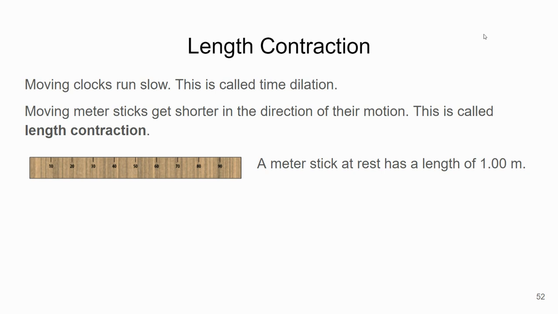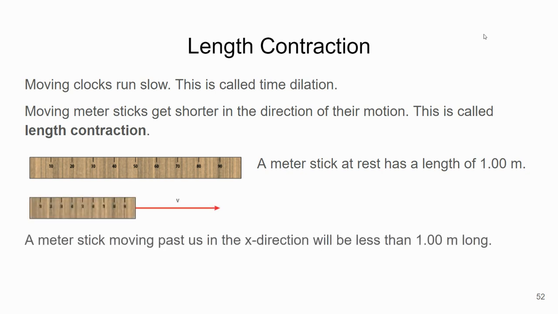So let's start with a meter stick, which we will say is exactly 1.00 meters long, which is why we call it a meter stick. If that meter stick is moving past us in the x direction, we're going to measure it to be less than 1.00 meters long, which is a little bit weird.